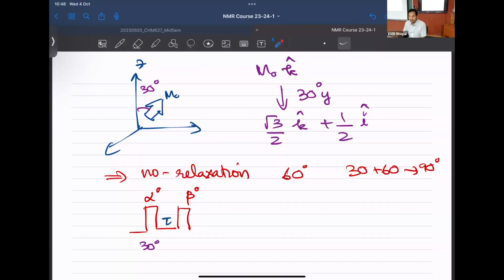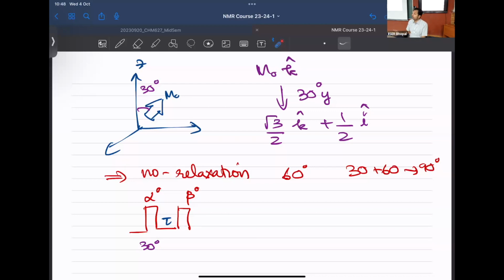But on the other hand, let's think what he is trying to understand here. Let's say you have a 30-degree pulse, you have flipped it. Let's assume no relaxation happens. The 30 degrees is going to remain there. So you can apply another 60 degrees to get it done, assuming the tau delay, nothing happens, which is not true at all.